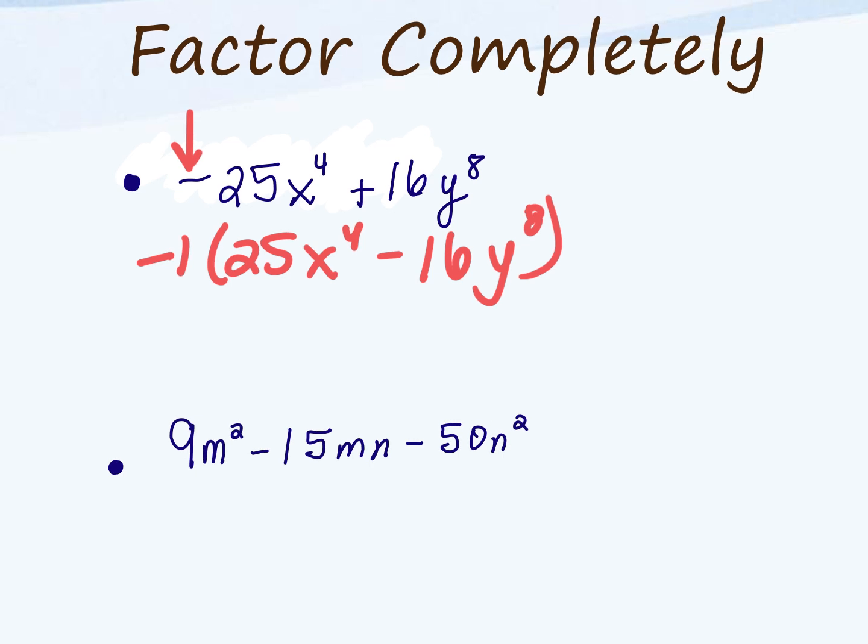Once we take out that negative, we look and we say, are these 2 perfect squares? Is 25x to the 4th a perfect square? Yes. What is it? 5x squared and 5x squared. What about 16y to the 8th? 4y to the 4th. 4y to the 4th.